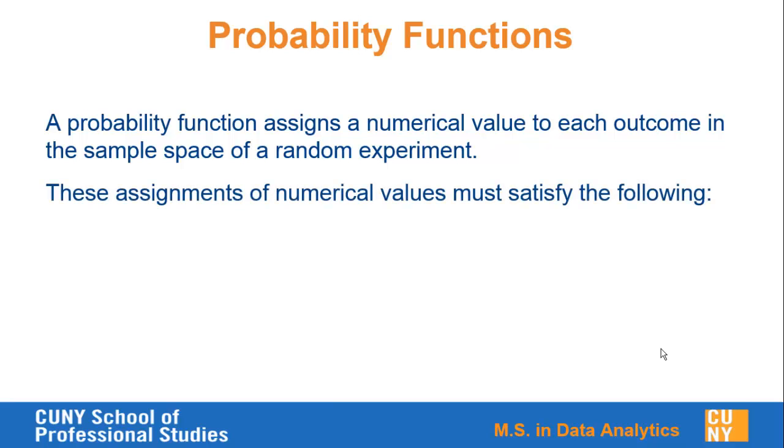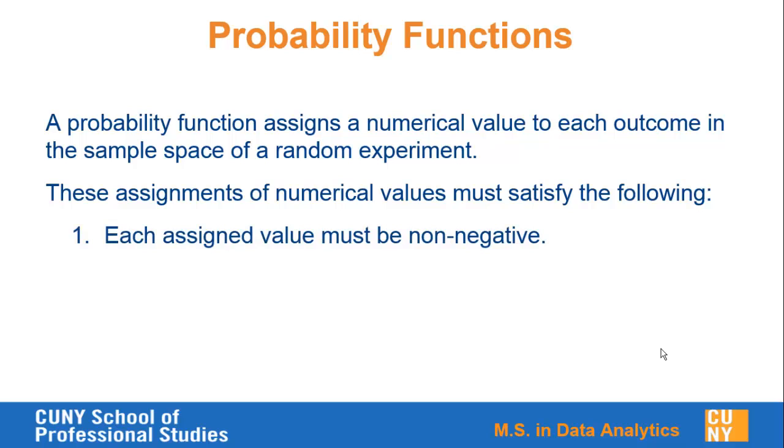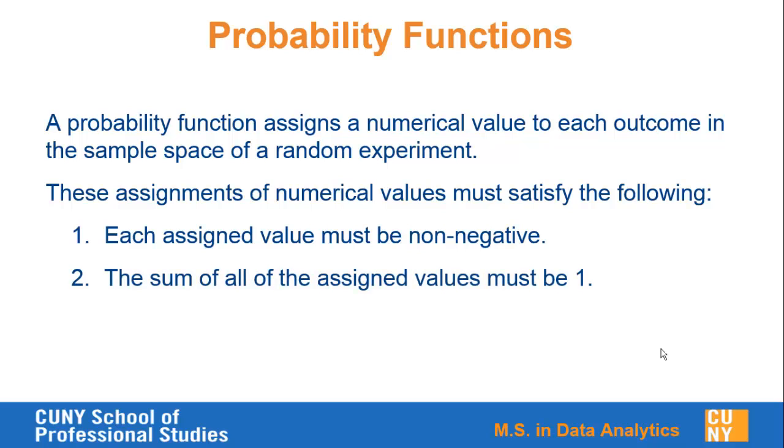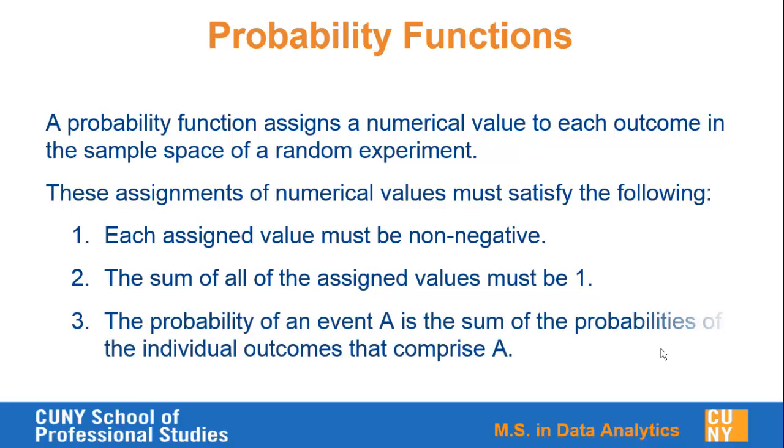These assignments must satisfy certain properties, the first of which is that each assigned value must be non-negative. So you can't assign a value of negative 0.5, negative 3. The second property is that all of the assigned values together must add up to 1. And the third property is that the probability of any event A has to equal the sum of the probabilities of the individual outcomes that comprise that event A.